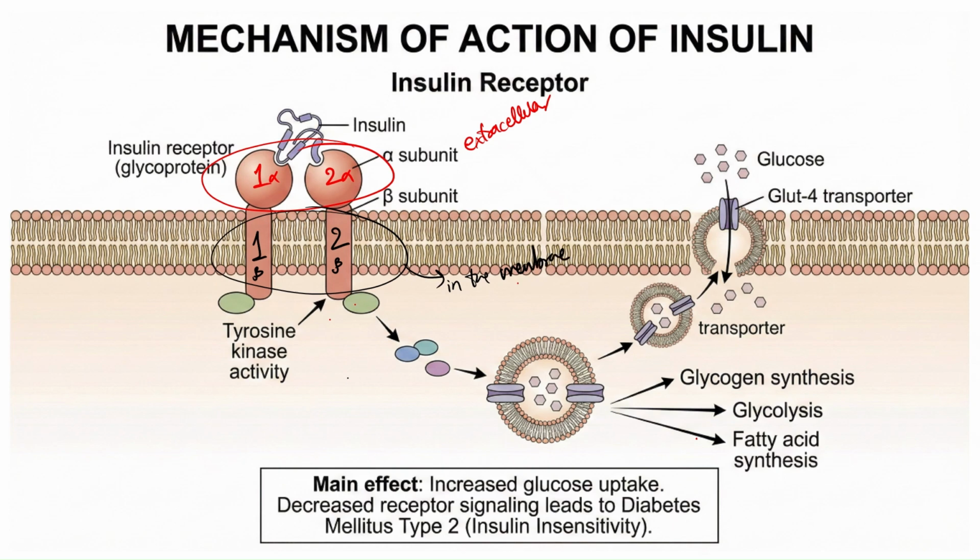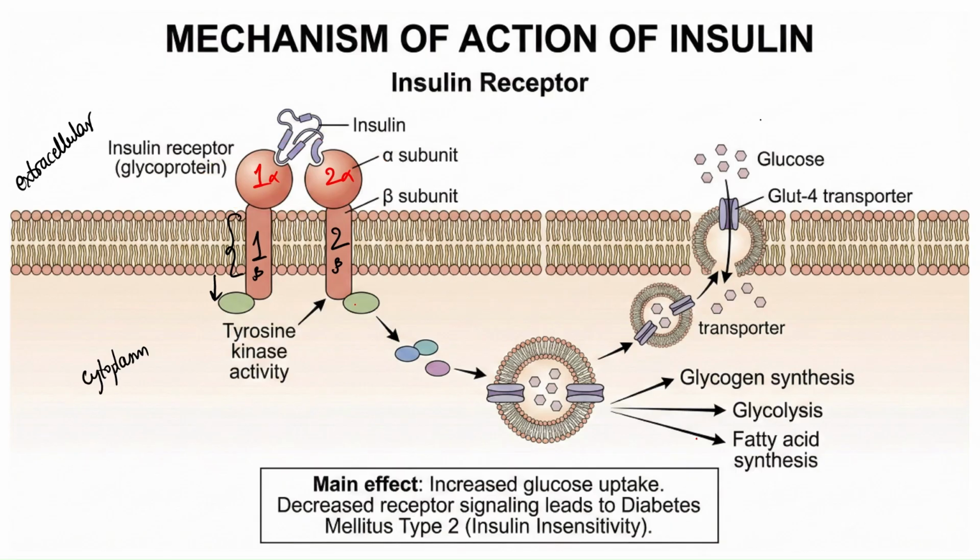They span the cell membrane and also extend into the cytoplasm. Throughout the membrane, it is present and extending into the cytoplasm. So now you know there are insulin receptors, with two alpha subunits and two beta subunits, four subunits for the insulin receptors.